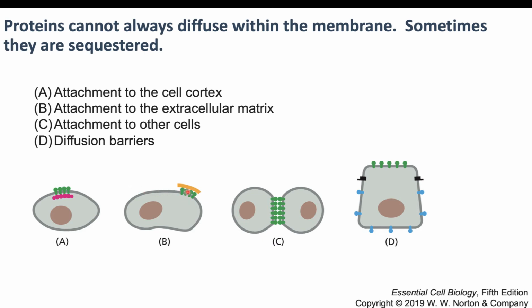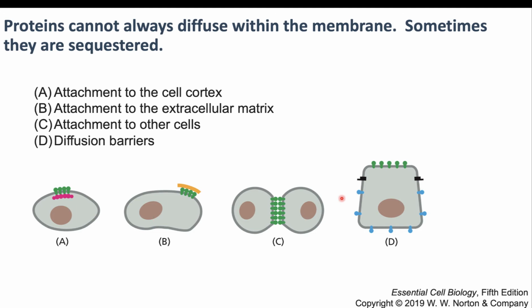Similarly, proteins can be anchored to the extracellular matrix. This extracellular matrix has protein fibers in it. They're very strong. If the proteins within the membrane are stuck to the extracellular matrix, they're not going to move around because the extracellular matrix is stuck in place. Also, if cells are adhered to one another via proteins, there won't be diffusion. So this particular protein here at the top is stuck to the protein in another cell, and because of that attachment, it can't diffuse.